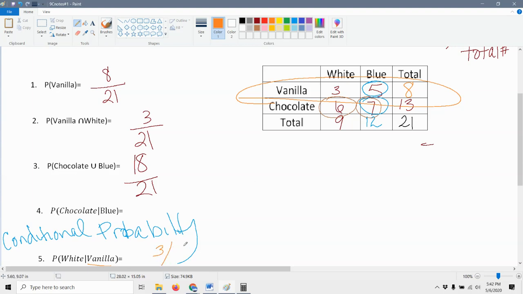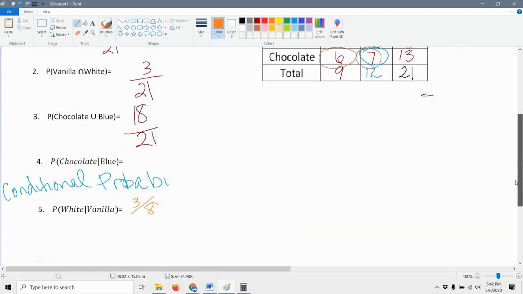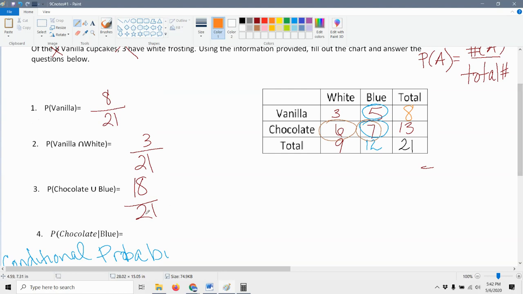On the bottom, we need a total, okay? But these numbers don't exist for us anymore, so we have to look at the vanilla total, which is 8. So when we do conditional probability, the probability of white given vanilla is 3 over 8. Okay? And that's how you do example number 1 in 9C.